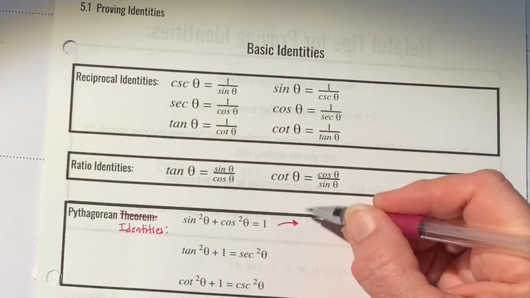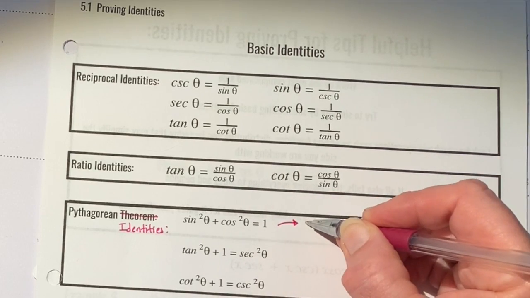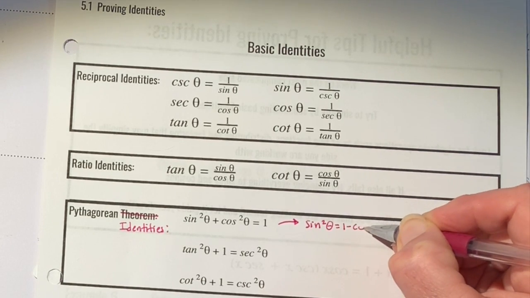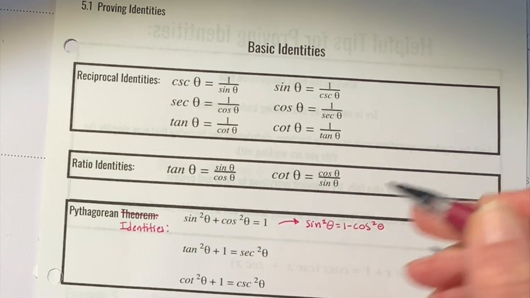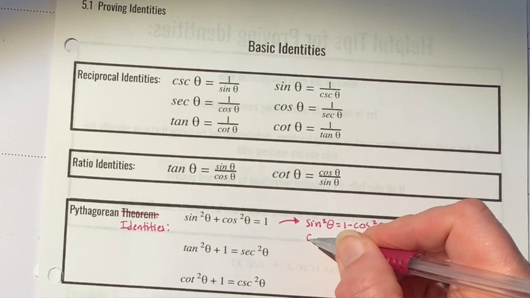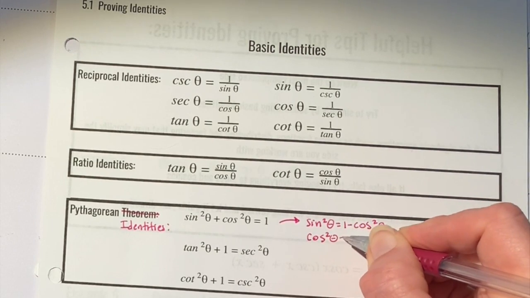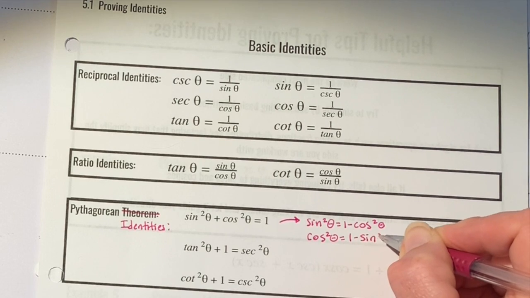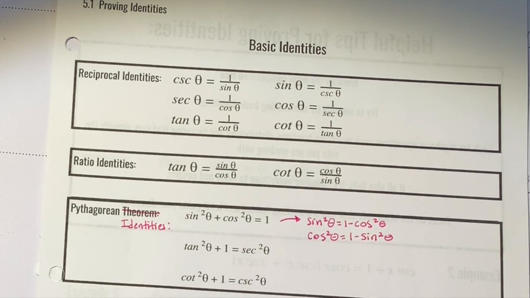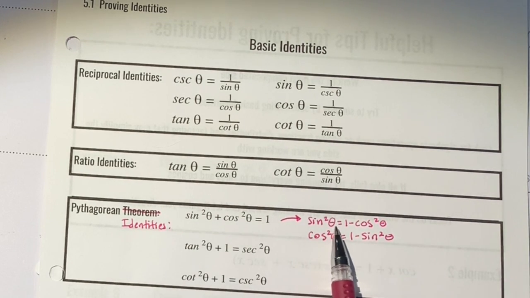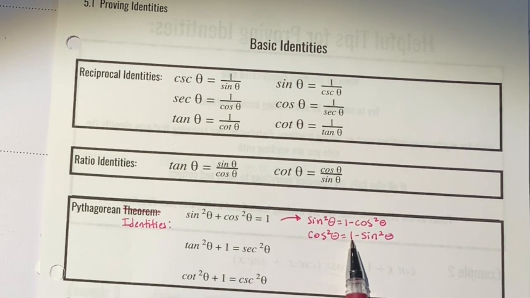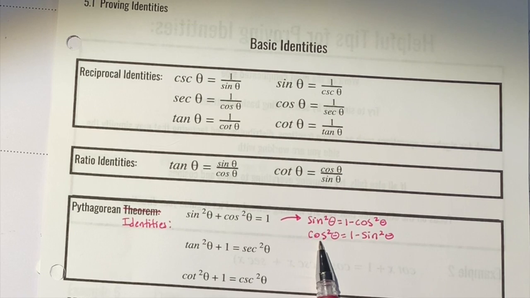If you solve this for sine squared, we subtract the cosine squared over. Sine squared theta would be equal to 1 minus cosine squared theta. And in the same way, I could solve that for cosine squared theta by subtracting sine squared over. So I can also write that as cosine squared theta equals 1 minus sine squared theta. So all three of those say the same thing, just solved for different values. Anywhere you see a 1 minus cosine squared, that can be interchanged for sine squared. And likewise, 1 minus sine squared could be interchanged for cosine squared.